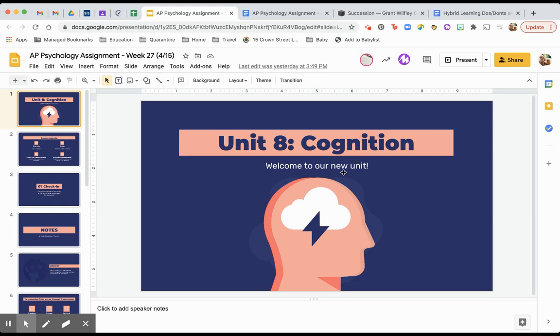Okay, so we're starting our new unit on cognition, which is all about memory, and how we process memories, how we remember information, why we don't remember information, things like that.